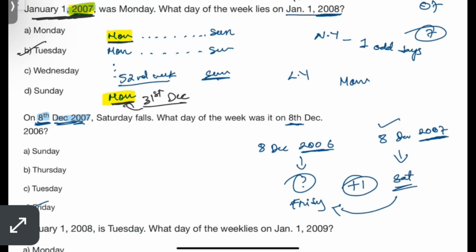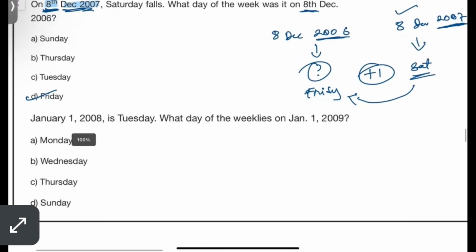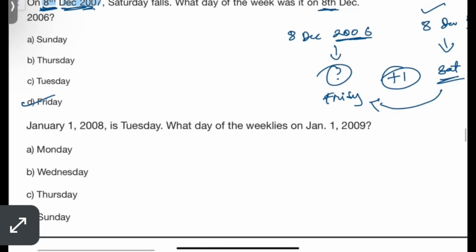Are you guys following this? Please try to understand once, cross check once. Fine. Let's do one more last question, okay? First Jan 2008 was Tuesday. Now that we know how to check, let's check this 2008, because February comes under this year, 2008.